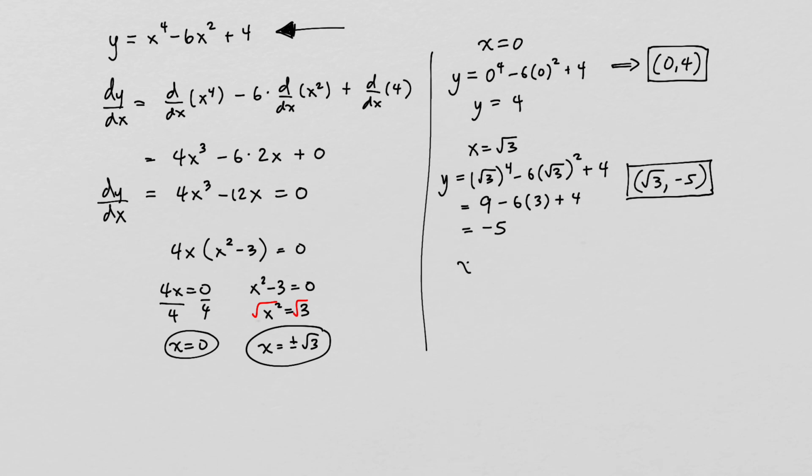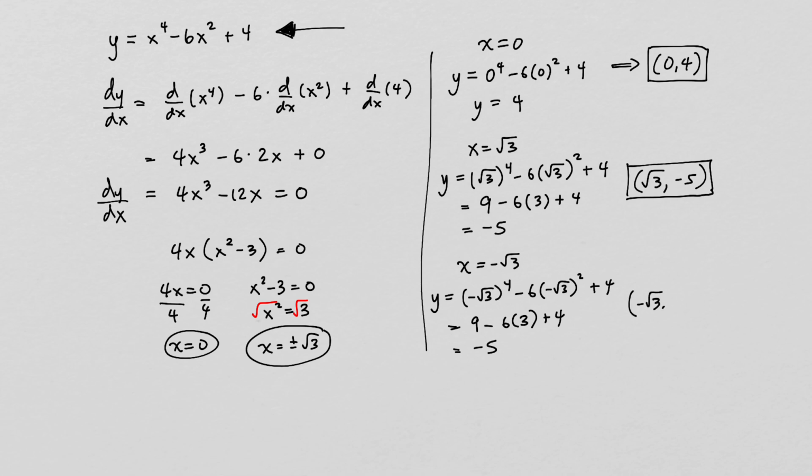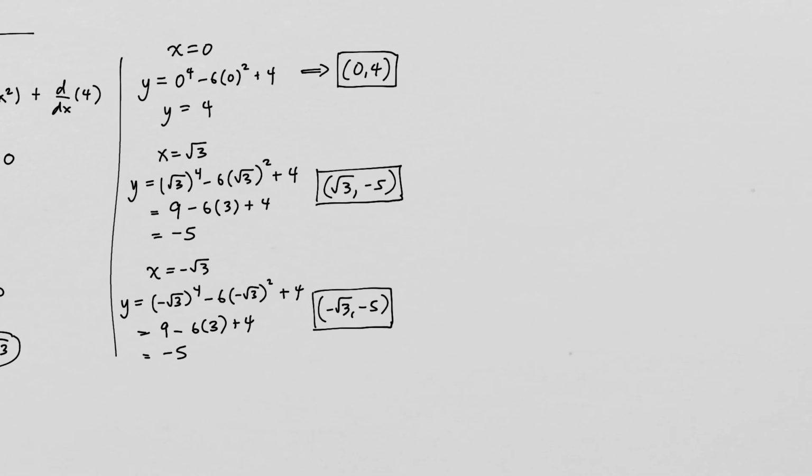And finally, we have x is equal to negative radical 3. Y is going to be negative radical 3 to the fourth power minus 6 times negative radical 3 squared plus 4. And this actually yields the same result, negative 5. So we have negative radical 3, negative 5 is the third point on the curve where we have a horizontal tangent. And let's take a look at the graph just for confirmation.